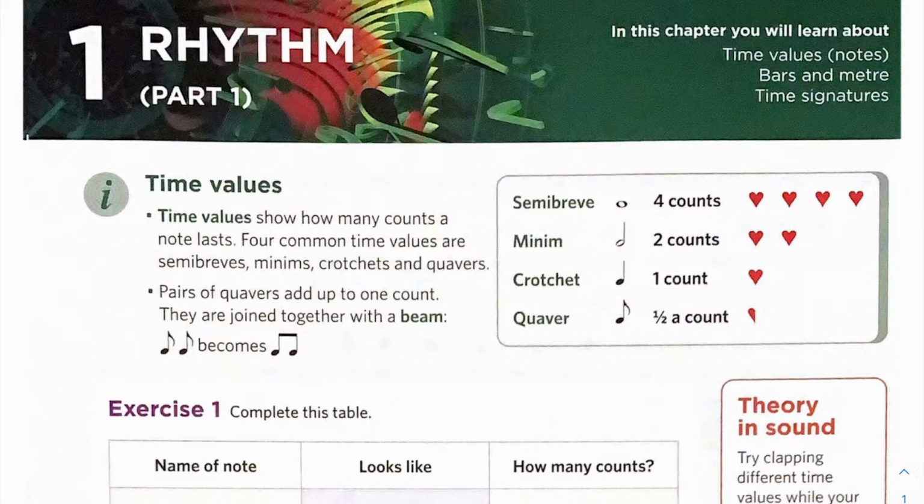Chapter 1 is Rhythm, Part 1. In this chapter, we'll learn about time values, which are notes, bars and meter, as well as time signatures.